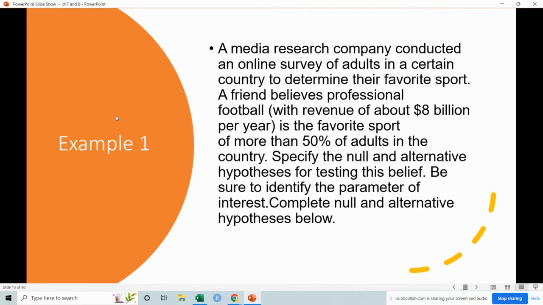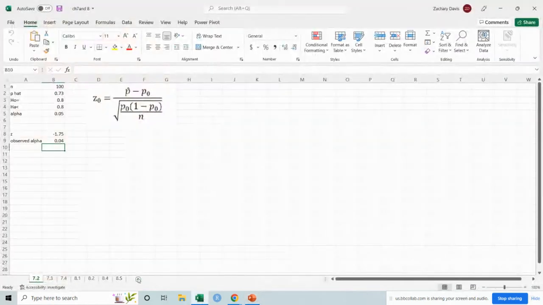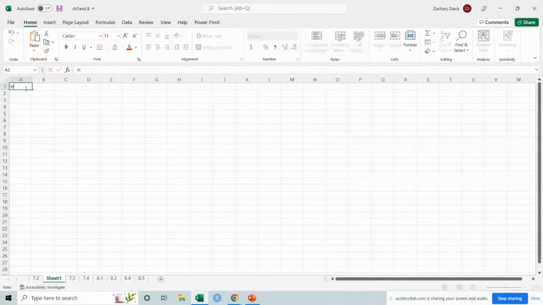So, in this case, what we're interested in is this 50% number. I don't have a tab for this one, but we're interested in creating an H0, or the null hypothesis. We know that it was 50%, so the null would be that the proportion is equal to 0.50 or 50%.